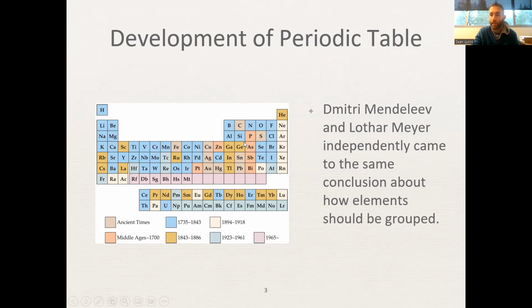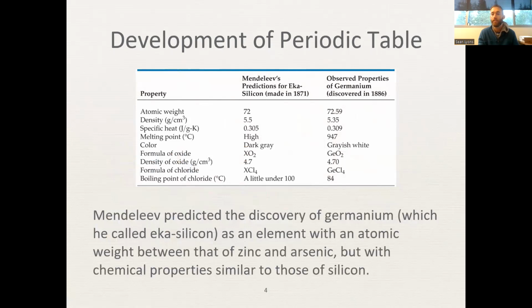So based on the way he set up the periodic table, based on the properties repeating periodically, he had a pretty good guess of what that element was going to be like. And again, this is on the right-hand side, the actual properties of germanium. And then what he called it was ecosilicon, just because it's one spot below silicon on the periodic table. But you can see his predictions on the left versus what germanium actually is on the right-hand side.